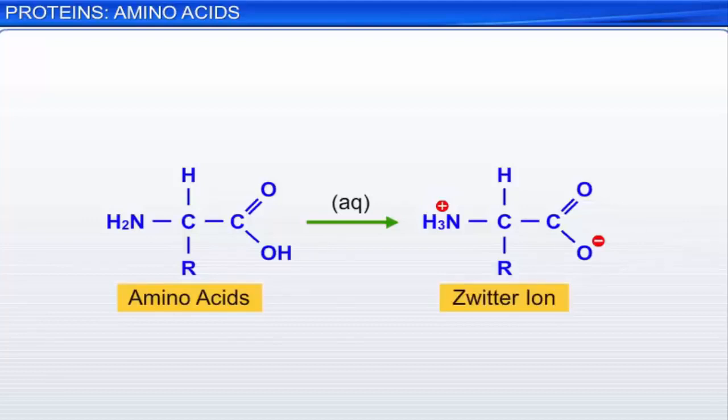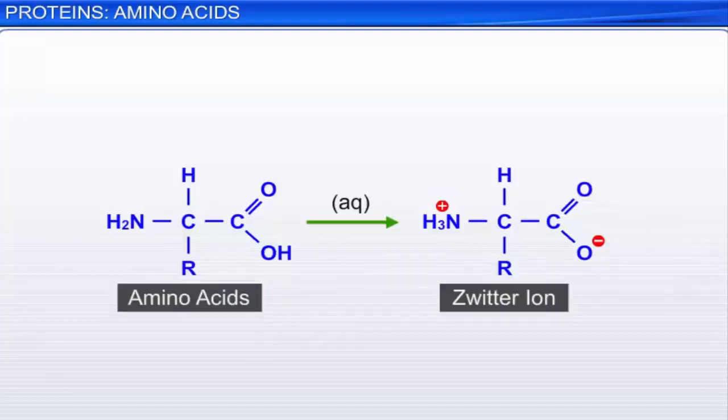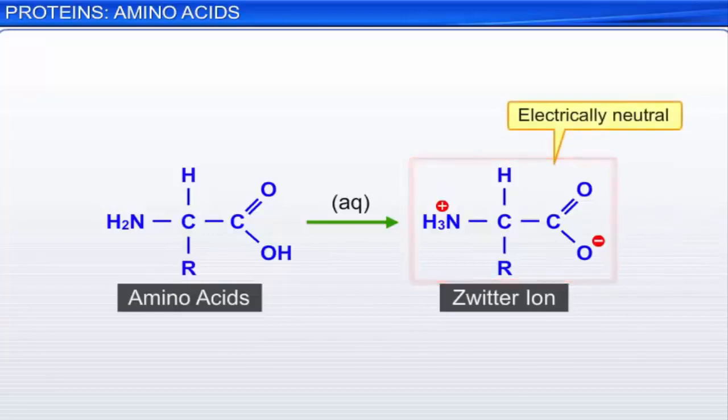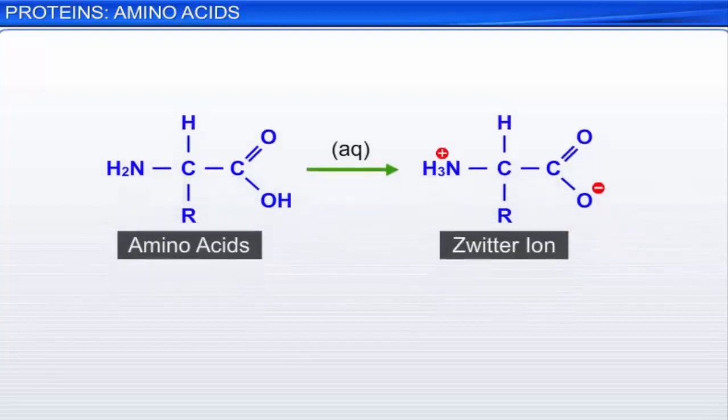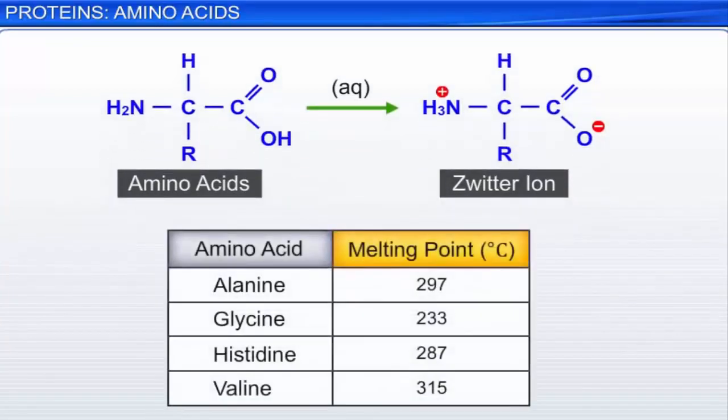Zwitter ions are electrically neutral. They exhibit amphoteric behavior as they can react with both acids and bases. The high melting points and solubility of most amino acids are due to this dipolar ion structure.